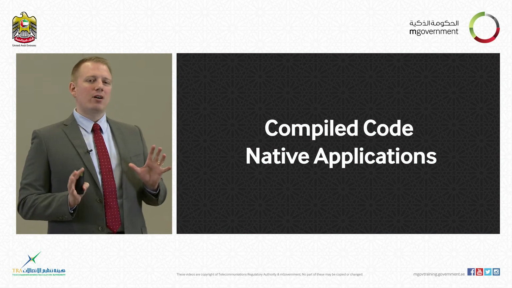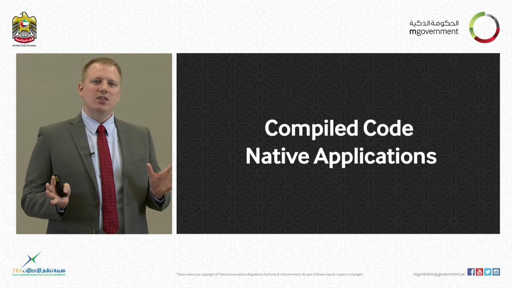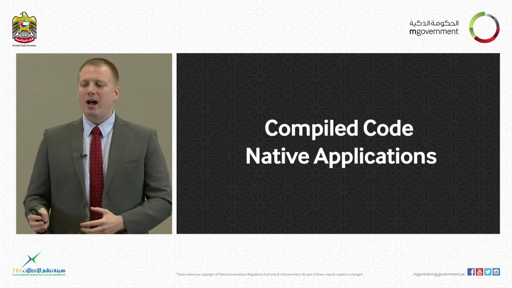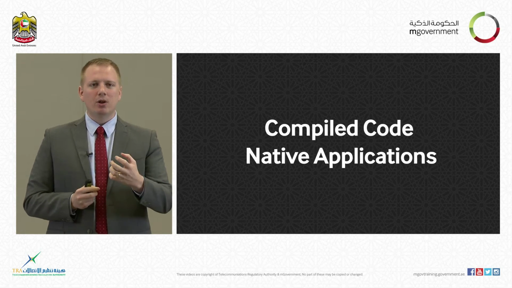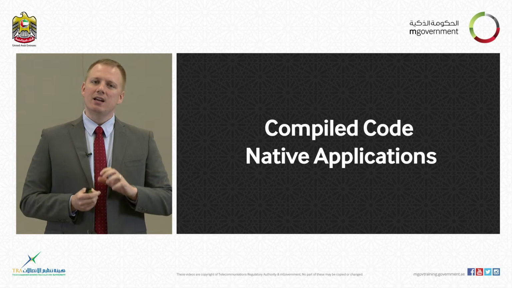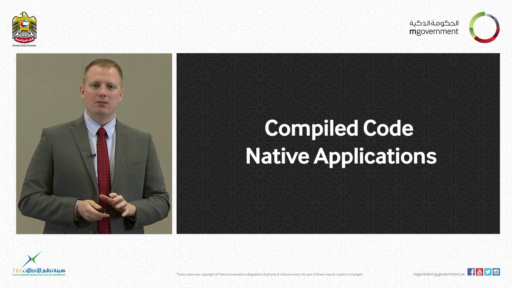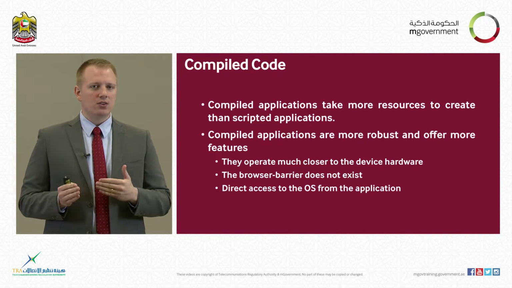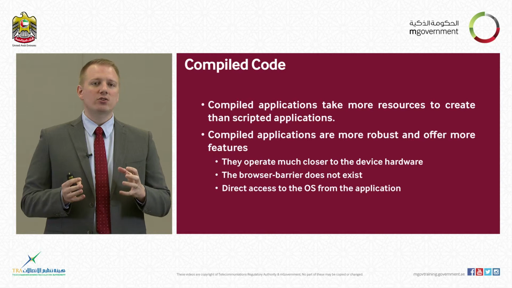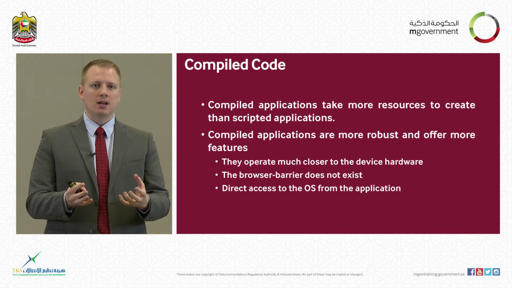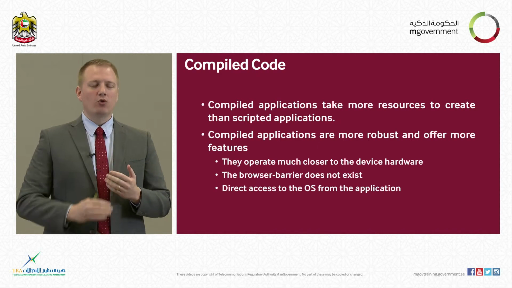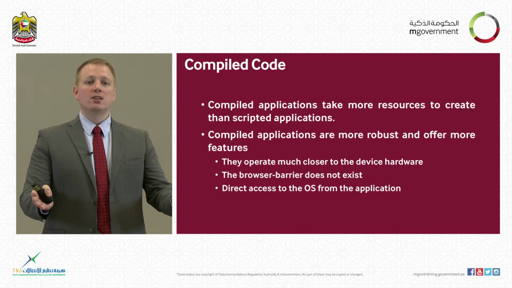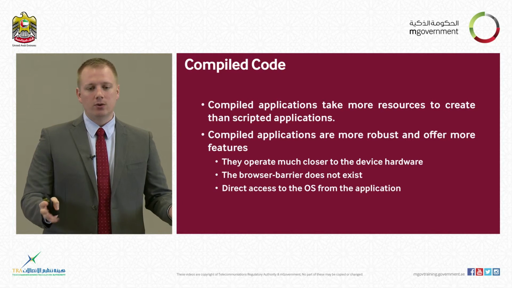Let's talk now about compiled code. This is the code that we are going to use for native applications. It's compiled, it's put into a program that is then uploaded into an app store, downloaded and installed onto devices themselves. Now, compiled code takes more resources to create than scripted code, and that is because we actually need to take that code that we have written and put it through the compiling process, as opposed to just putting the code out there to be ready for runtime interpretation through scripted code.